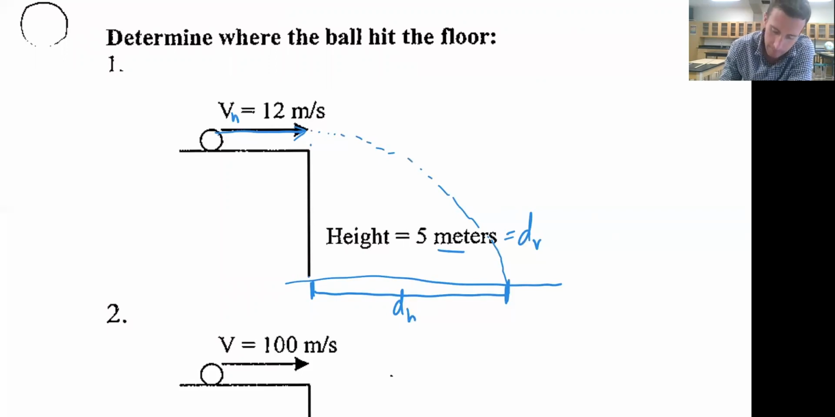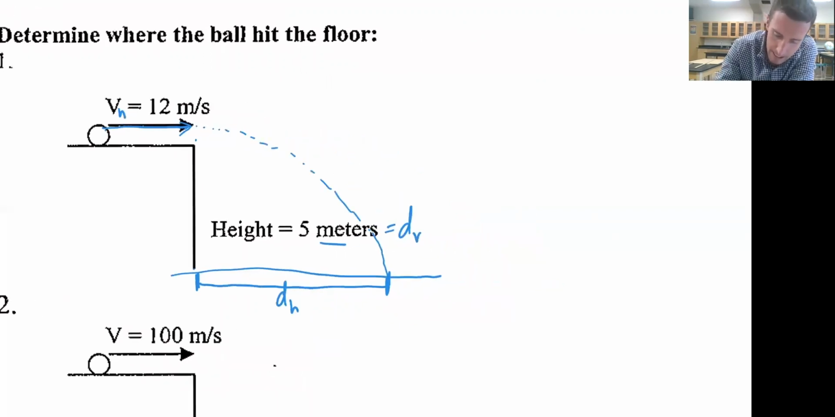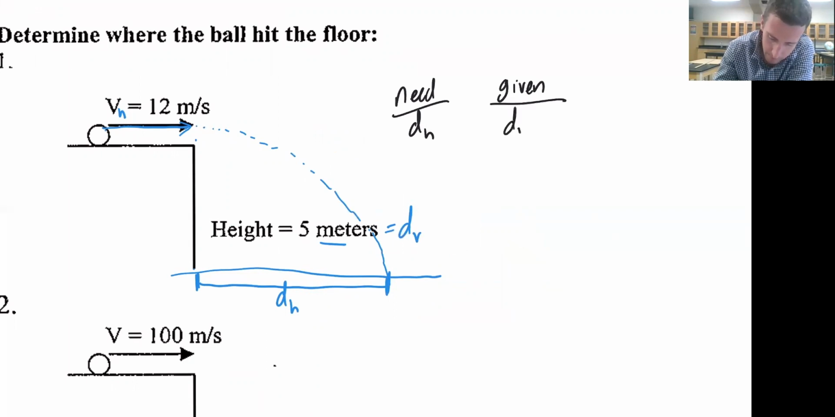So if I summarize, what I need is the distance horizontal. I'm given two values. I'm given the distance vertical, and that was 5 meters. And then I'm given the velocity horizontal, which is 12 meters per second.